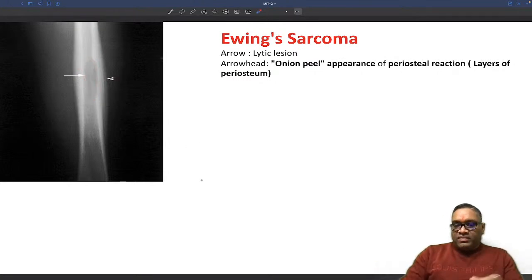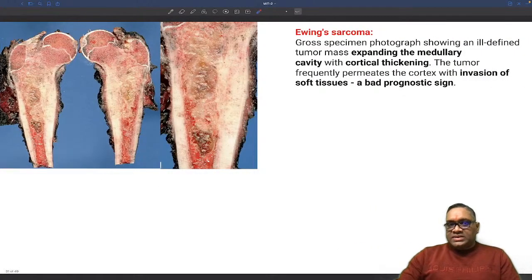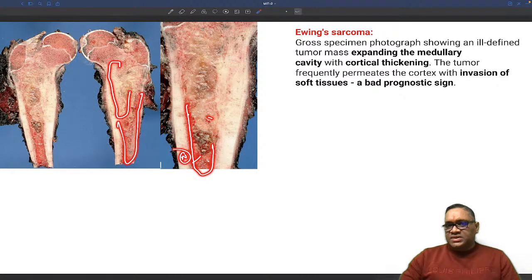Now the gross finding will correspond to this. Now you can see the gross finding. How is the tumor mass? You can see this is the tumor mass in the diaphysis, which is growing, right? It is expanding in the medullary cavity. This is a normal medullary cavity, going like this, but the tumor mass is this one, which is growing in the bone, right?